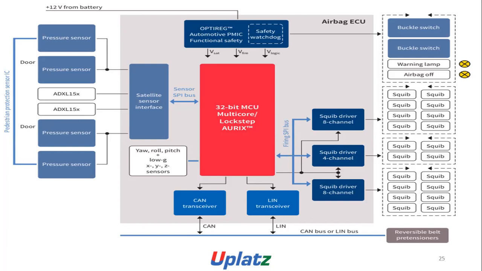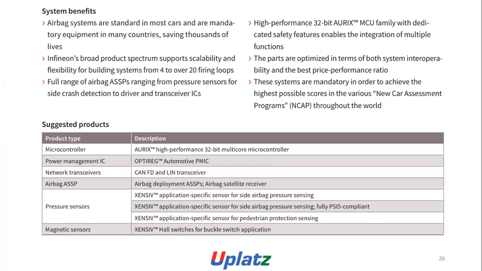squib driver 8-channel, wiring SPI bus, squib driver channels, buckle switch, two buckle switches, warning lamp, airbag off, with multiple squibs for the squib driver 8-channel and 4 squibs for the squib driver 4-channel and 8 squibs for the squib driver 8-channel.